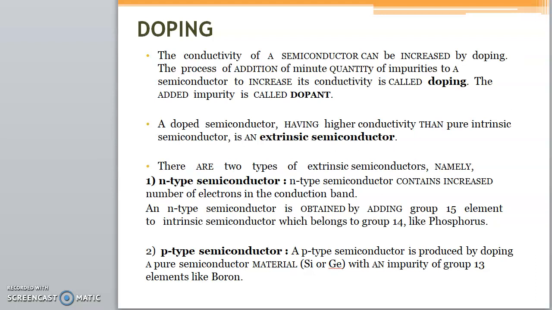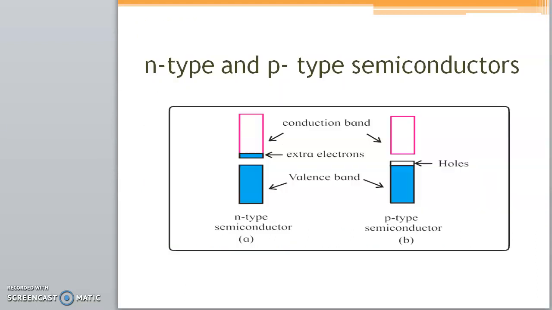So if at all a question comes from this, there will be a definition of n-type semiconductor or definition of p-type semiconductor. Okay, so let's take a look at this diagram here. So n-type and p-type, in the form of bands.